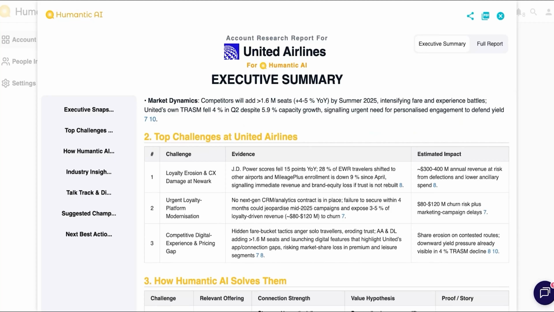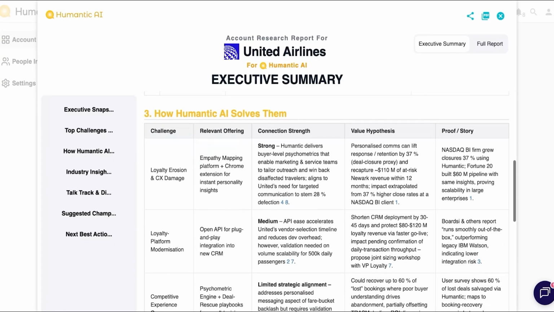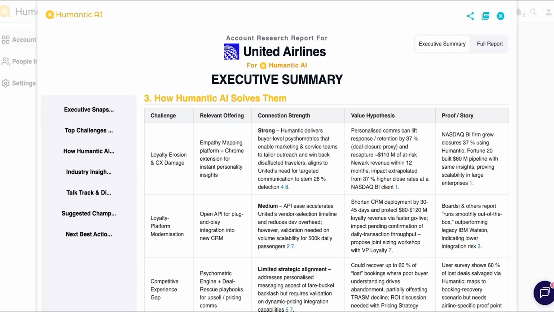In the next section, it lists the top 3 challenges of United Airlines, and what is the evidence of this challenge, and what is the estimated impact of achieving or not achieving this challenge. Moving forward from there, it lists the same problems and gives the relevant offerings by Humantic AI that can solve these problems or challenges for United Airlines.